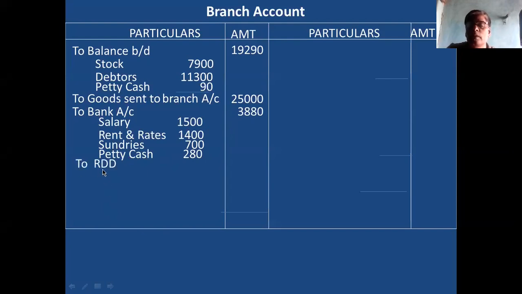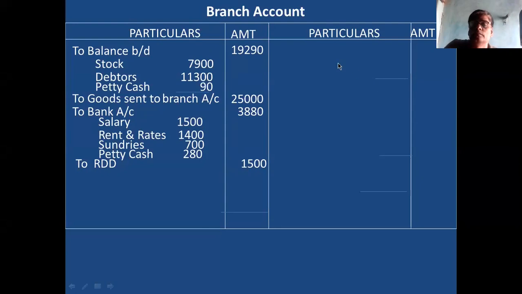And the fourth item is to RDD. This is the first time I am recording it. In the previous problems, RDD is not recorded. Remember this. 4 items I specifically recorded here. 1,500 RDD. Okay. You see this. First item balance, second item goods sent to branch, third item cash sent to branch, fourth item is RDD. Debit side 4 items clear.